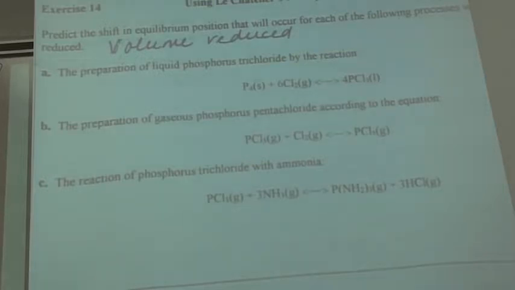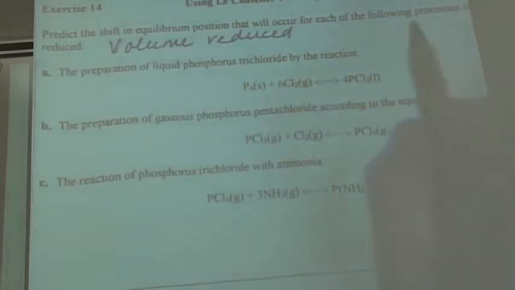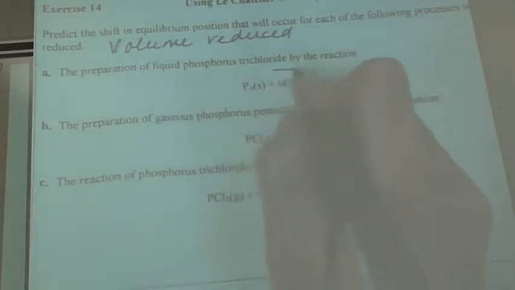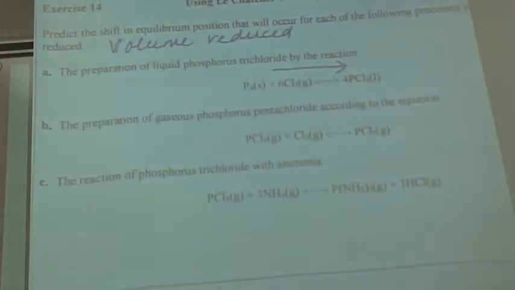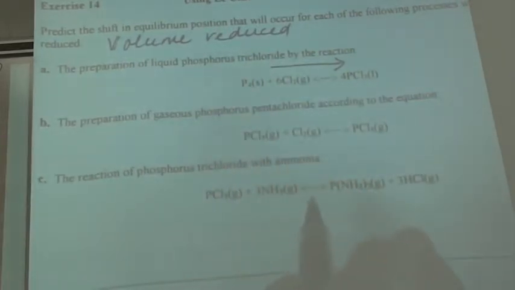It will shift to the side with the fewest moles of gas, which would be the, how many moles of gas are on the right side? 0. Can't fool you. We tried to, but I couldn't. Remember, this is a liquid. Okay, so definitely it would be a shift to the right. The preparation of gaseous phosphorus pentachloride according to this equation.